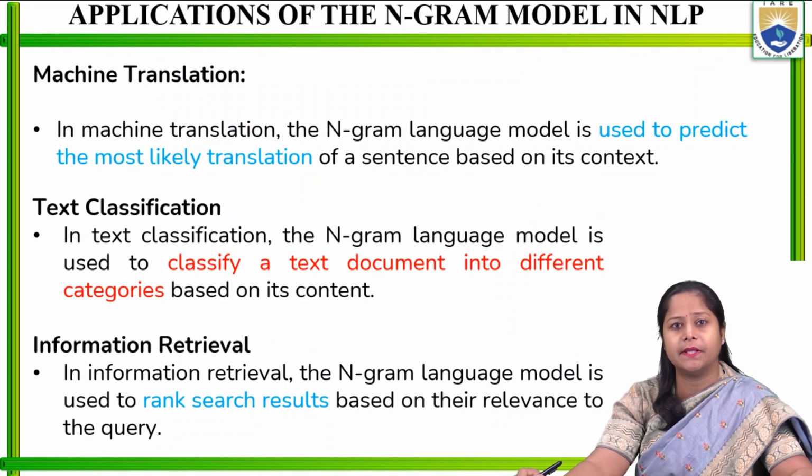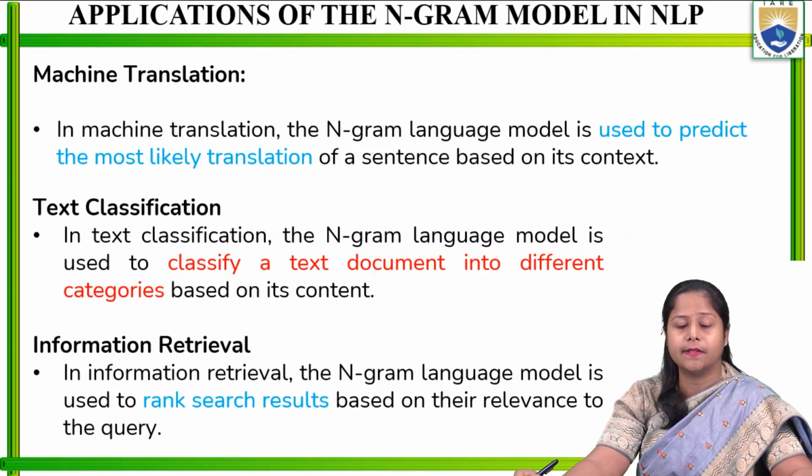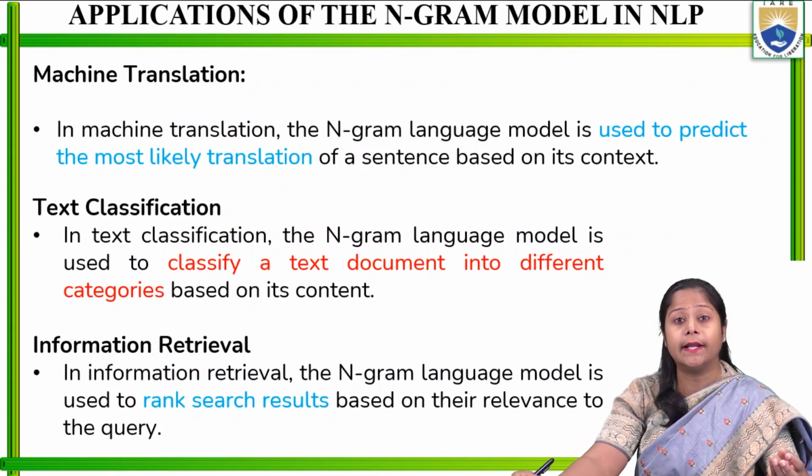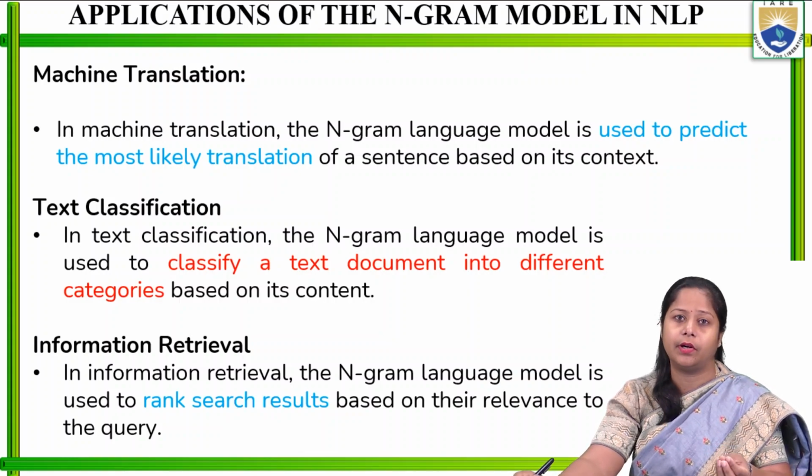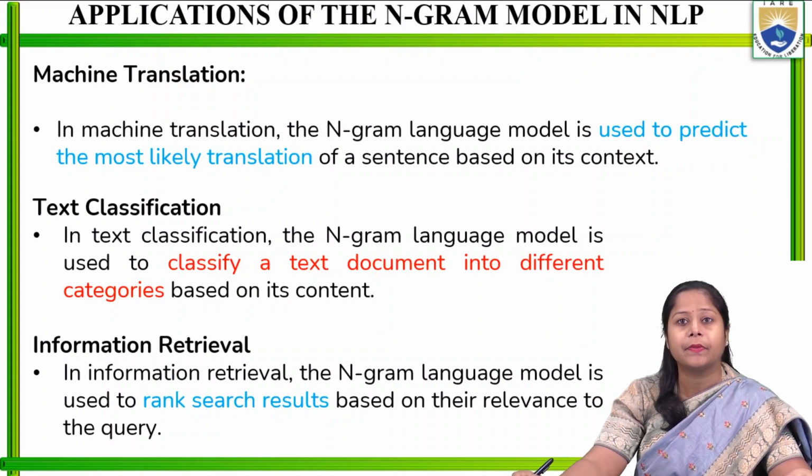Next application can be the machine translation. In machine translation, the n-gram models are going to predict the most likely translation. So for a particular word, if we give one particular word, what can be the possible next translation for that? The model is going to give that based on its context. So the model is going to identify the context of the particular paragraph of a document, and then whenever we are searching for a particular word, that is going to give the most possible translation of that, right?